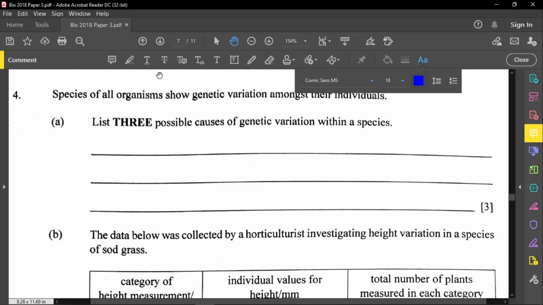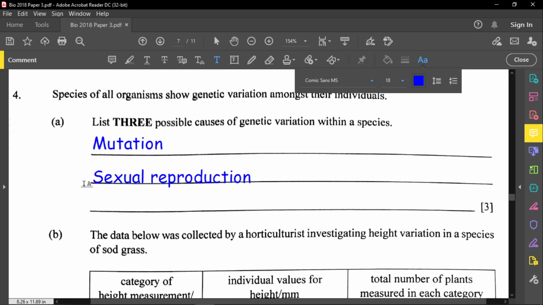Okay, great. So here we're going to name or list 3 possible causes of genetic variation. And again, I'm going to list more than 3 for you, because I really want you to know as much as possible. So mutation is a common one. Sexual reproduction, because of the exchange of genetic material during crossing over in meiosis, we have variation within the offspring.